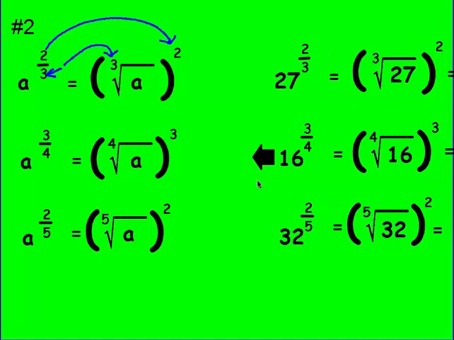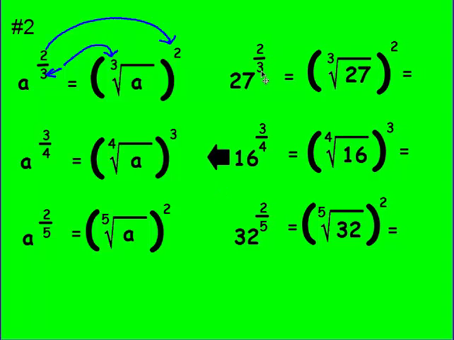Let's look at it with numbers. 27 to the 2/3 power is saying the cube root of 27 squared. The cube root of 27 is 3. 3 squared is 9. The 4th root of 16 is 2, but then you have to cube it to get 8. The 5th root of 32 is 2. 2 squared is 4.